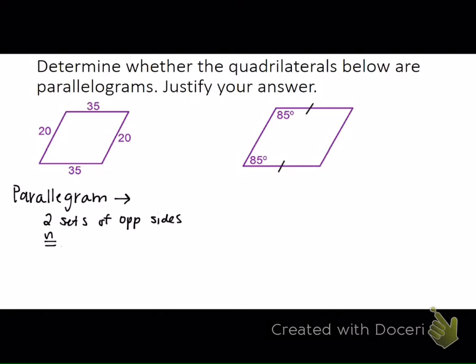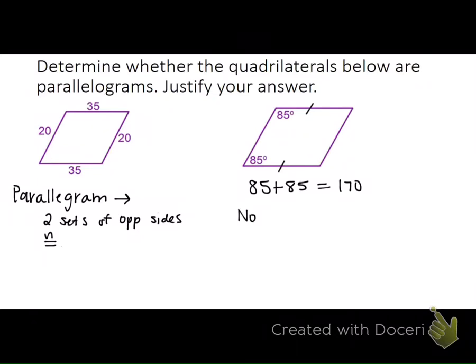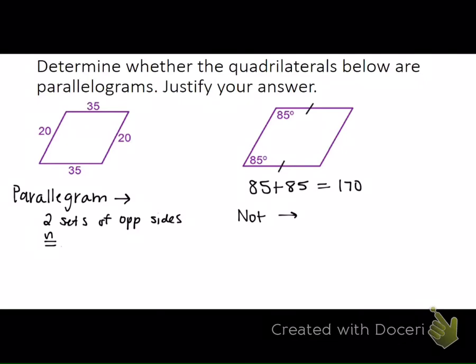Is the next one there, Devin, a parallelogram? No. Why not? What do we know about consecutive angles of a parallelogram? They're supposed to be supplementary. So I get 170 when I add those together. So is that supplementary? No, so not. And that's because consecutive angles are not supplementary.